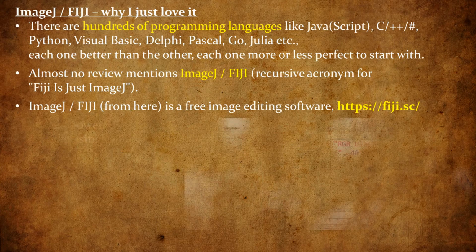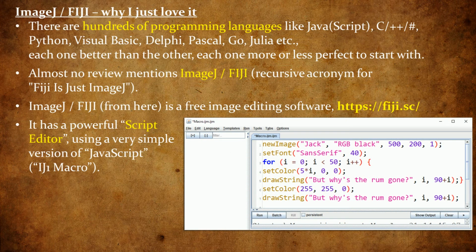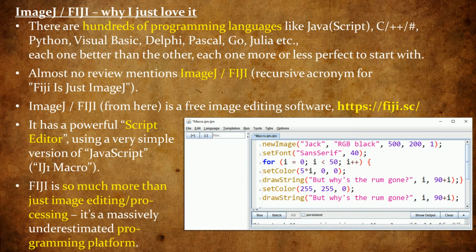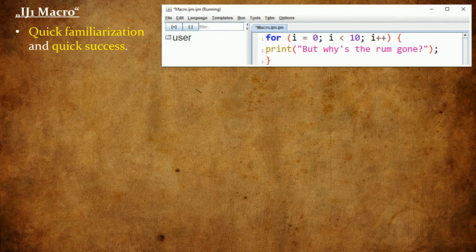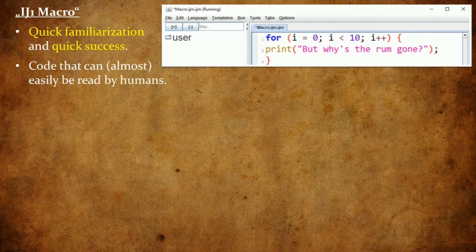It has a very powerful script editor that uses a very simple version of JavaScript called ImageJ1 macro, and consequently Fiji is so much more than just image processing or editing. It is a massively underestimated programming platform. If you use ImageJ1 macro, you have a quick familiarization and quick success. You have code that can be almost easily read by humans.